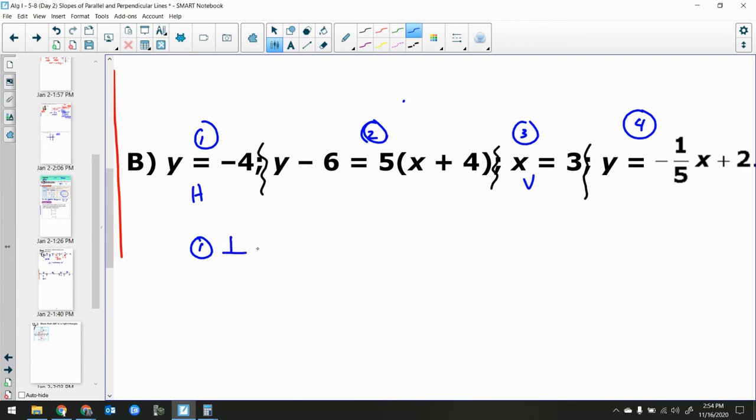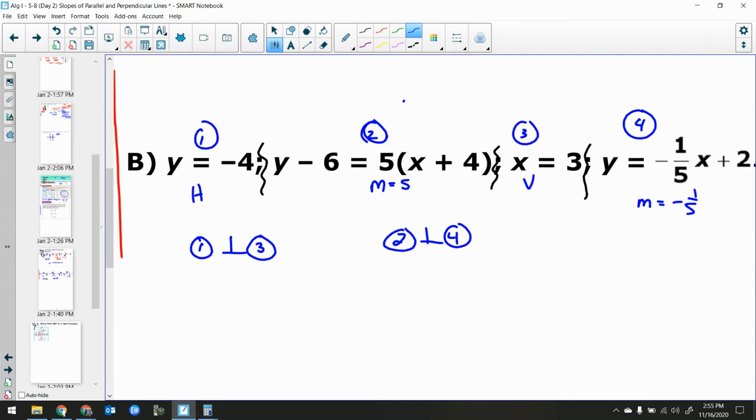So I know line 1 is perpendicular to line 3. The slope here, look, is 5. This is in point slope form. The slope here is negative 1/5. Are 5 and negative 1/5 opposite reciprocals? Yep. Lines 2 and 4 are perpendicular to one another.